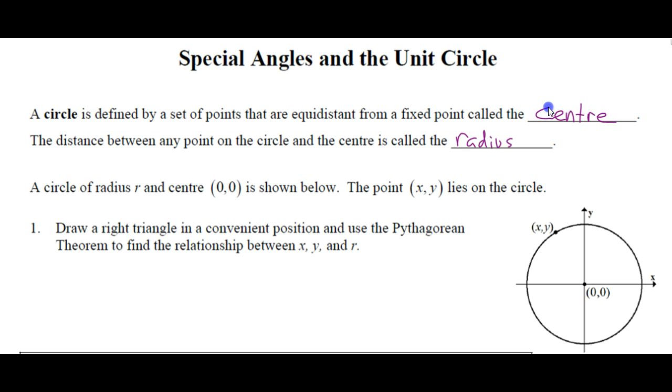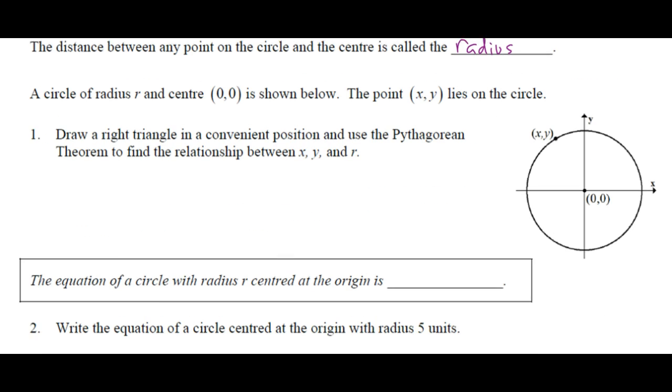A circle of radius r and center (0, 0) is shown below. The point (x, y) lies on the circle. Draw a right triangle in a convenient position and use the Pythagorean theorem to find the relationship between x, y, and r. So there's a radius. This is r. We draw a perpendicular line down. So this will be x, and this will be y. And what's the relationship between x and y and r?